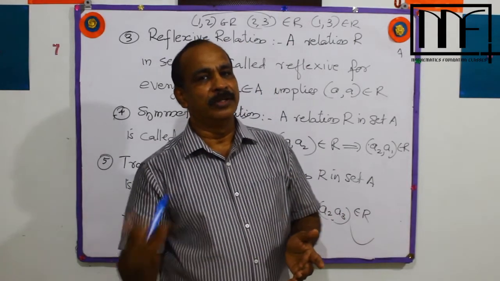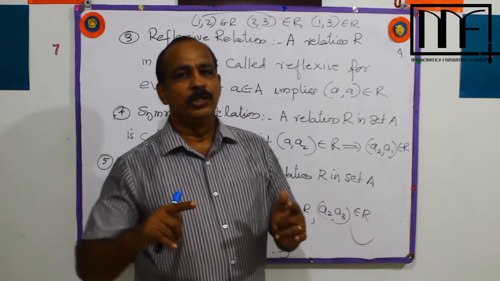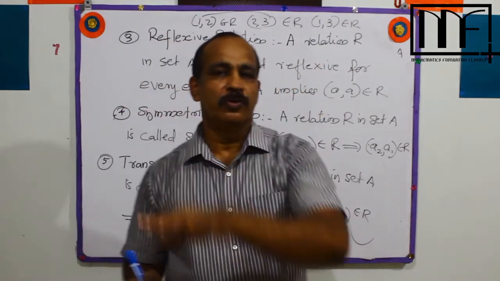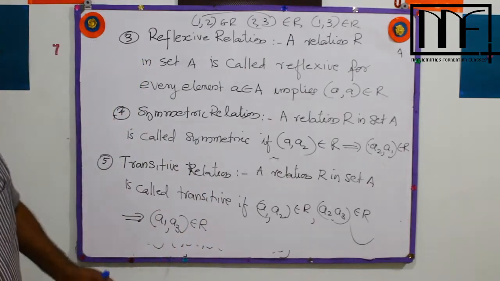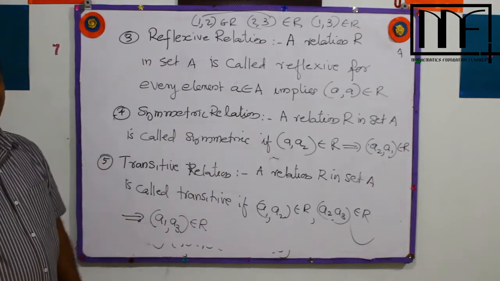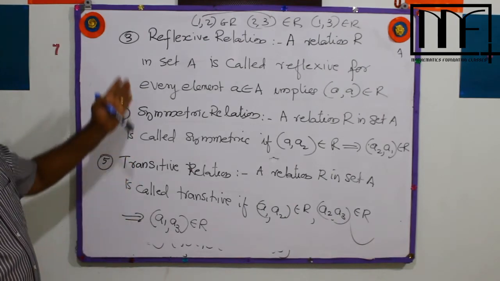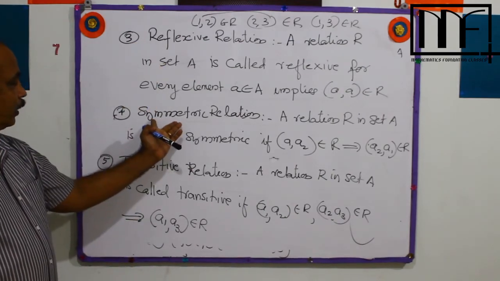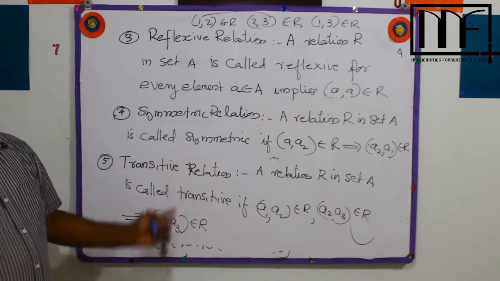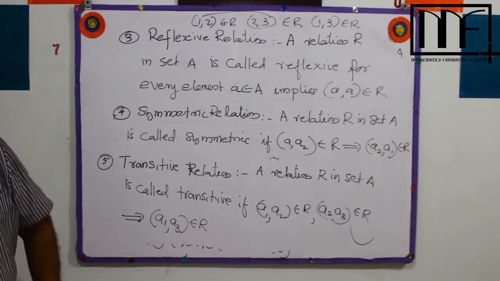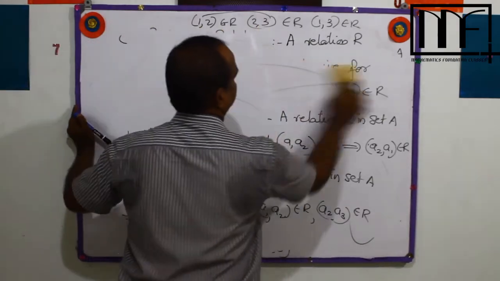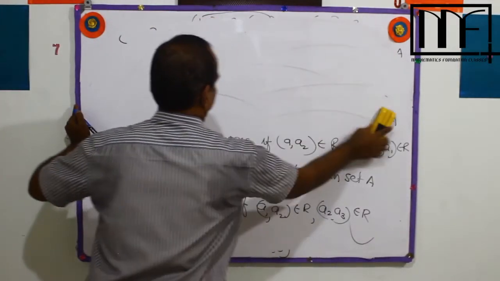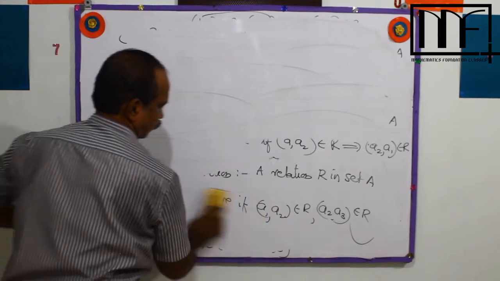And a transitive relation is one where if (a1, a2) is there and (a2, a3) is there, then (a1, a3) will be there. For example, if (1, 2) is there and (2, 3) is there, then (1, 3) also must be there. And if all these 3 properties are together, that is, if a relation is reflexive, symmetric and transitive, such a relation is called an equivalence relation.